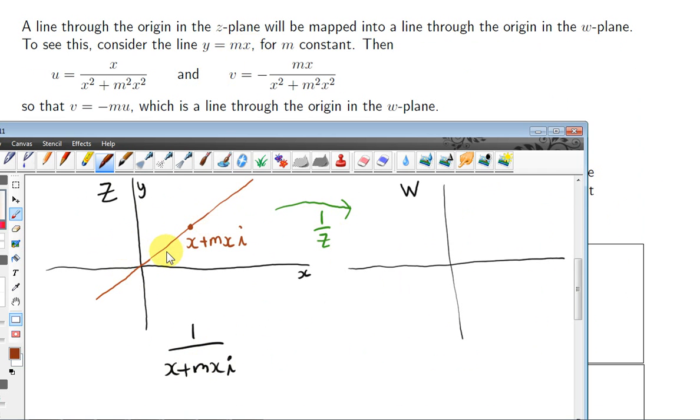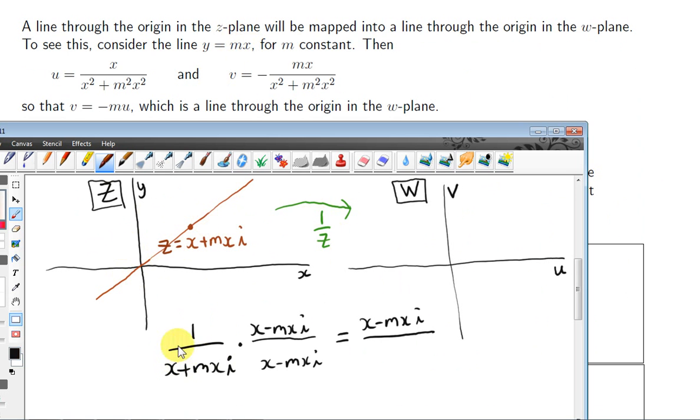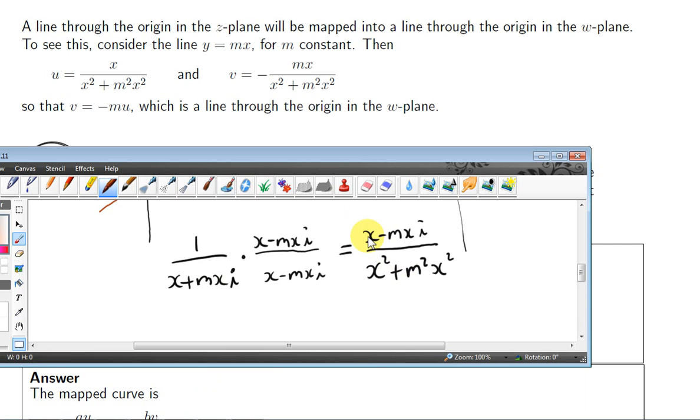So this is our z. So we want to write this as a single complex number, so we multiply above and below by the conjugate of the denominator. So the denominator will be the square of the modulus of x plus mxi. So we square the real part and then we square the imaginary part. So now we can note down the real part. The real part is just x over x squared plus m squared x squared, and the imaginary part is minus mx over x squared plus m squared x squared.